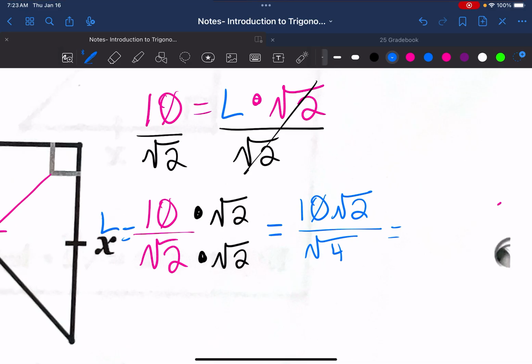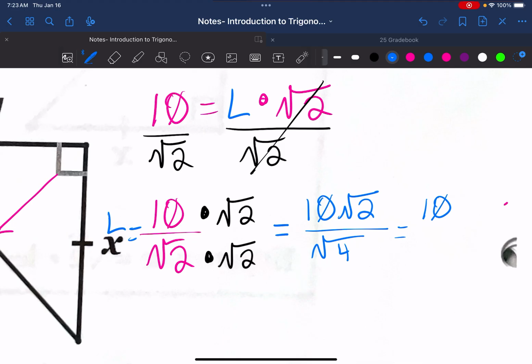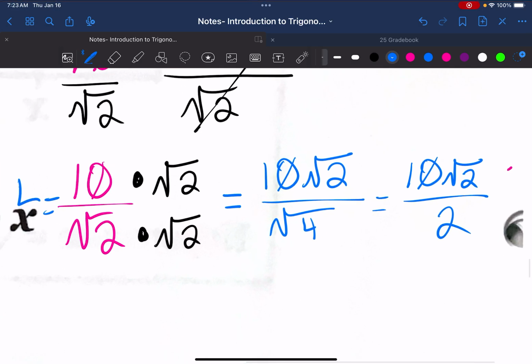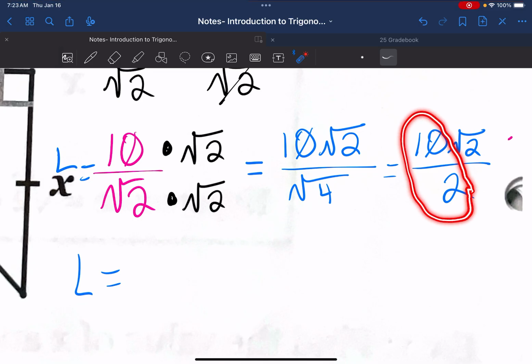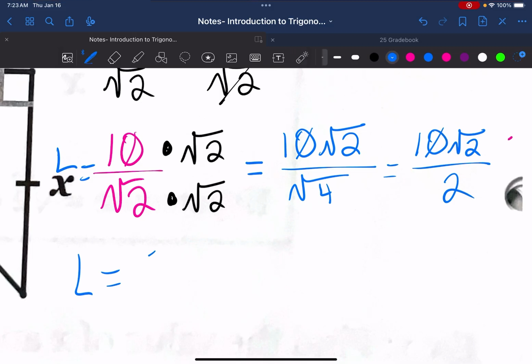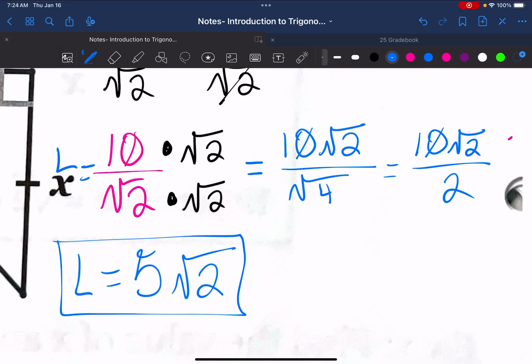And again, I told you, when you have square root 2 times square root 2, so two identical square roots multiply, you can just cancel out the square root symbol. So we're looking at 10 square root 2 over 2. We are almost done. My legs, both x and y, because they're the same, are going to equal, well, we need to divide 10 and 2. Those are whole numbers. It works. That gives me 5, but we can't get rid of my square root 2. So both legs equal 5 square root 2.